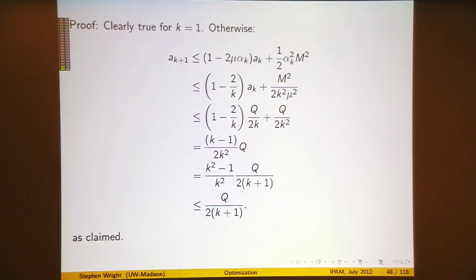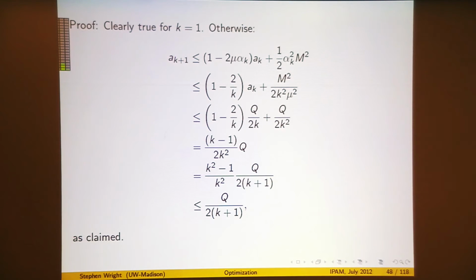I now do some very elementary manipulation with this. I get common denominators, I add these two terms together, I do a little clever factorization here, and then I use the fact that k squared minus 1 over k squared is less than 1, right? And I end up with, lo and behold, ak plus 1 is less than or equal to q over 2 times k plus 1. That's exactly what I wanted, okay?